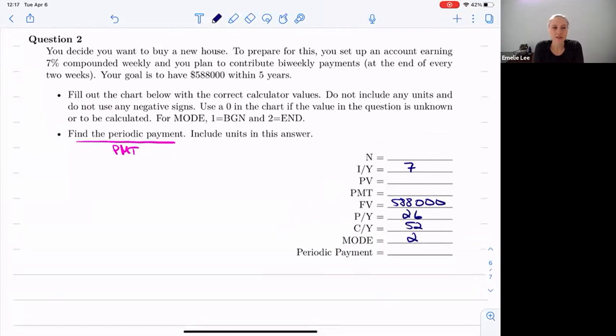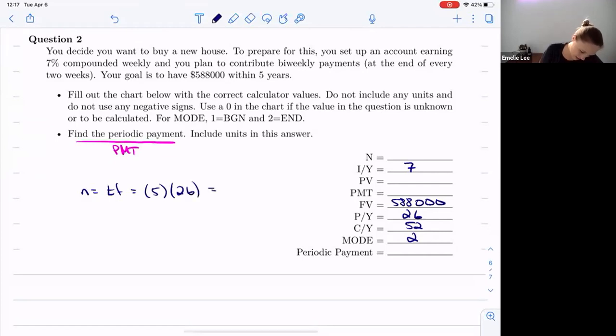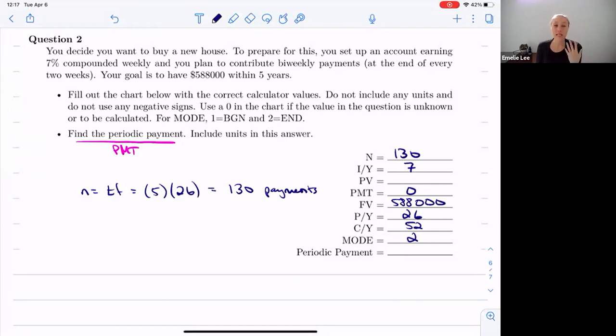The number of payments that I'm making, N, is for 5 years, so time times the frequency. So 5 years at 26 payments per year. 5 times 26 is 130 payments. These are unknown payment amounts, and because I want to solve for the PMT, I have to enter 0 here. I didn't start with any money, so the present value should be 0.